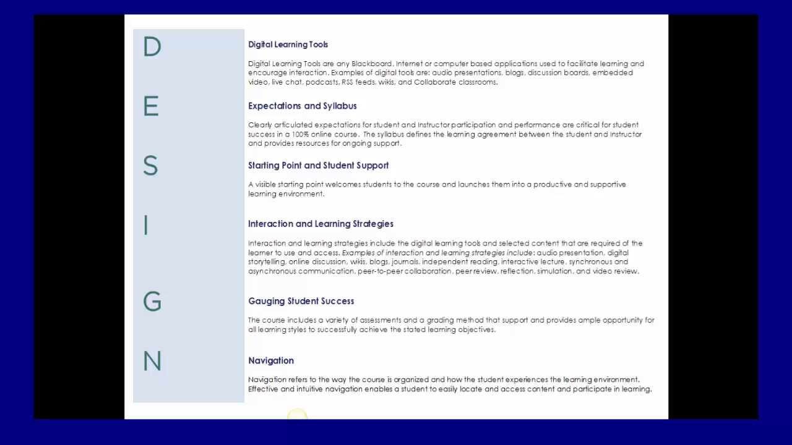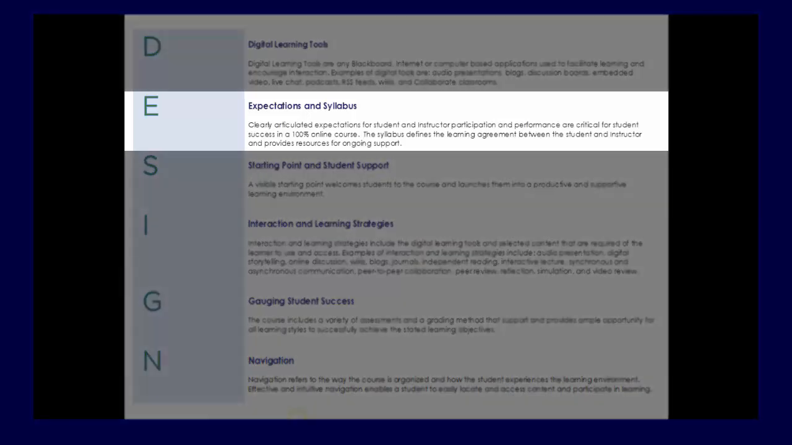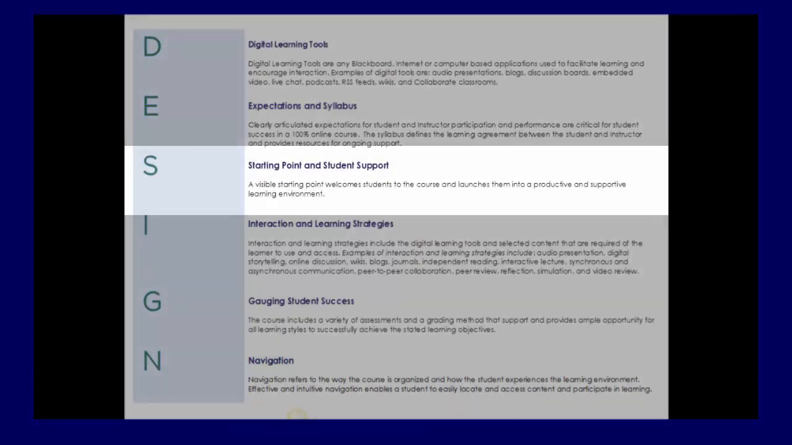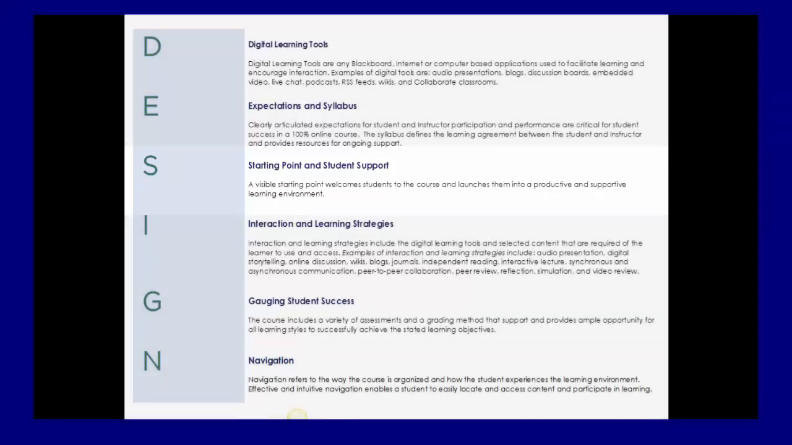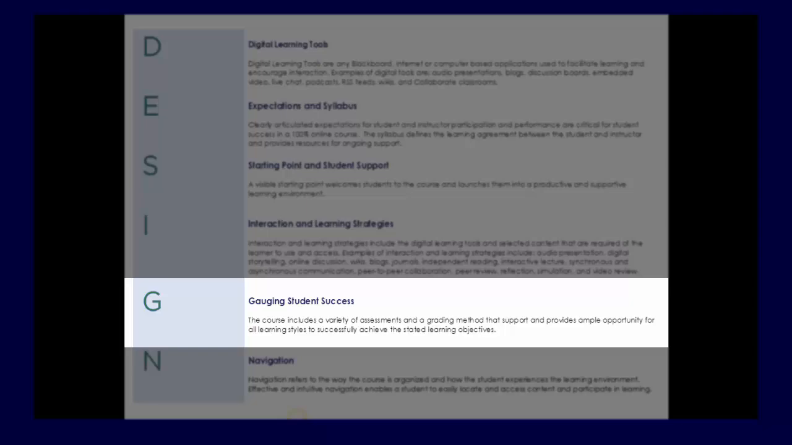Please note that each attribute worth 5 points is a requirement, meaning in order for the course feedback to be complete, the faculty person will be asked to meet the attribute, and then the feedback provider will resume the feedback process. The 6 indicators of the eDesign rubric include digital learning tools, expectations and syllabus, starting point and student support, interaction and learning strategies, gauging student success, and navigation.